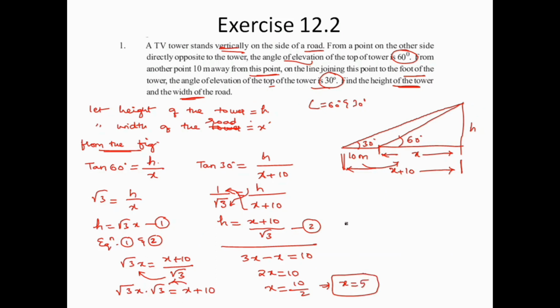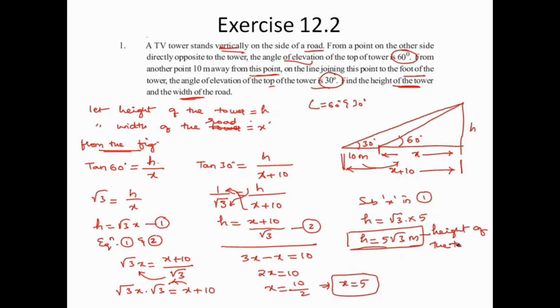Right. Now this x is your width of the road. Now I'm substituting the x value in equation number 1. Then I will get h is equal to root 3 into 5. That is, the answer is 5 root 3 meters. So this is your height of the tower, and this is the width of the road.